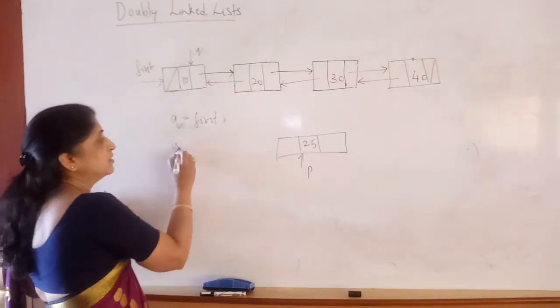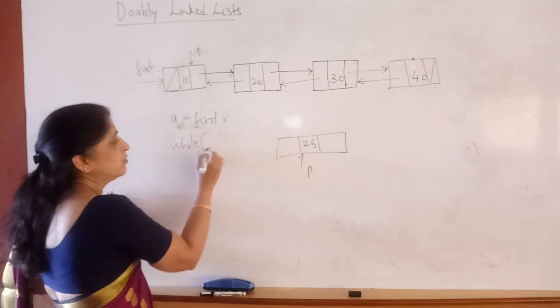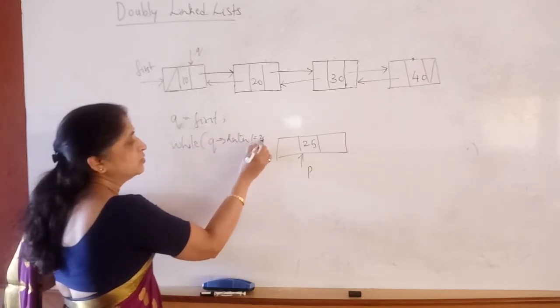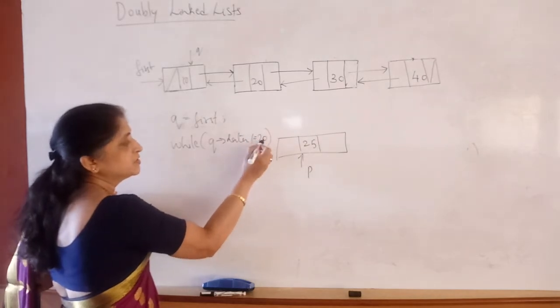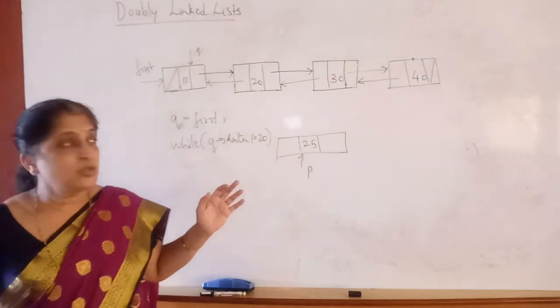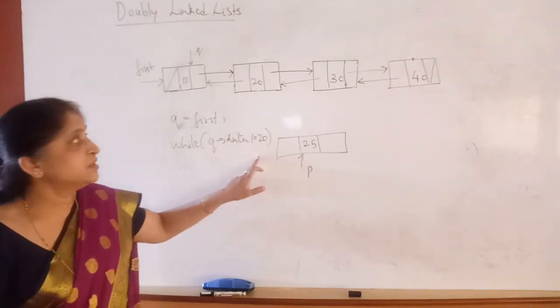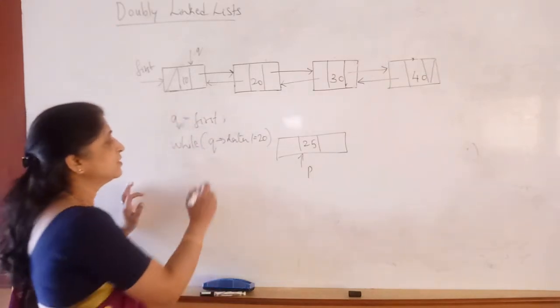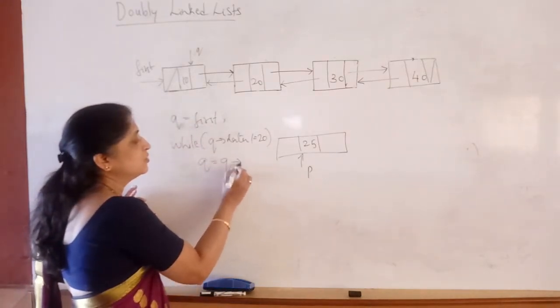So I write a while loop: while Q data is not equal to 20. This 20 can be a variable, of course; I am just writing the value 20. Q data is not equal to 20 is true. Now what is Q data? It's equal to 10. So I have to make Q equal to Q next.